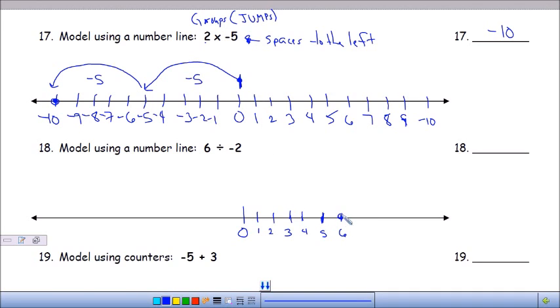Okay, so first we're going to start at 6, and we're going to jump negative 2 spaces each time. So that means to the left because that's a negative number. So I want to jump once to the left, twice to the left, and 3 times to the left till you get back to 0. So this is a negative 2, that's a negative 2, and that's a negative 2 jump. How many jumps did we do? We did 3 jumps. So my answer is 3. That's how you model it using a number line.